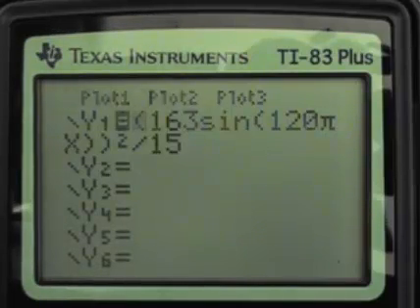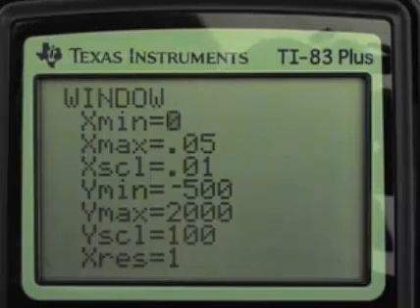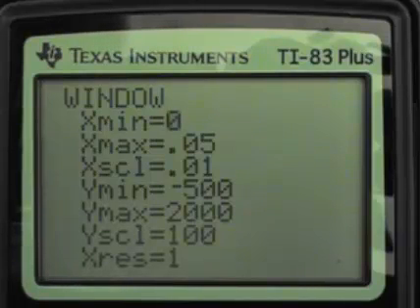Then you need to change your window so that the x minimum is 0, the x maximum is 0.05. I made my scale 0.01. You can make it whatever you want though, as long as it's less than 0.05. And then your y minimum is negative 500, your y maximum is 2,000, and I made the scale 100. Again, you can make it anything as long as it's not greater than 2,500. And then we're going to go ahead and graph.